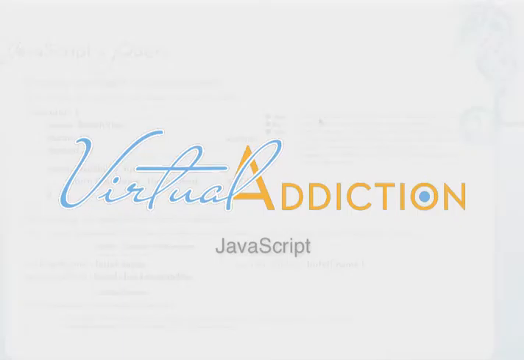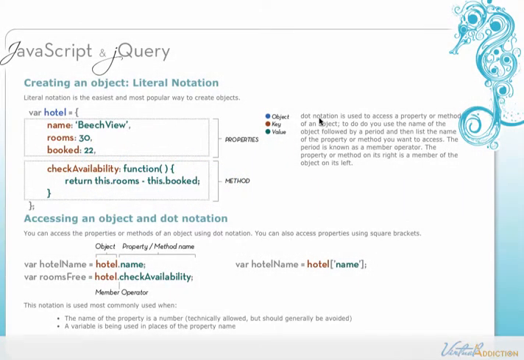When we create objects, we commonly use literal notation. Literal notation is the easiest and most popular way to create objects. There are several other ways to create objects, but we're going to focus on this for now. The object is the curly braces and their contents.